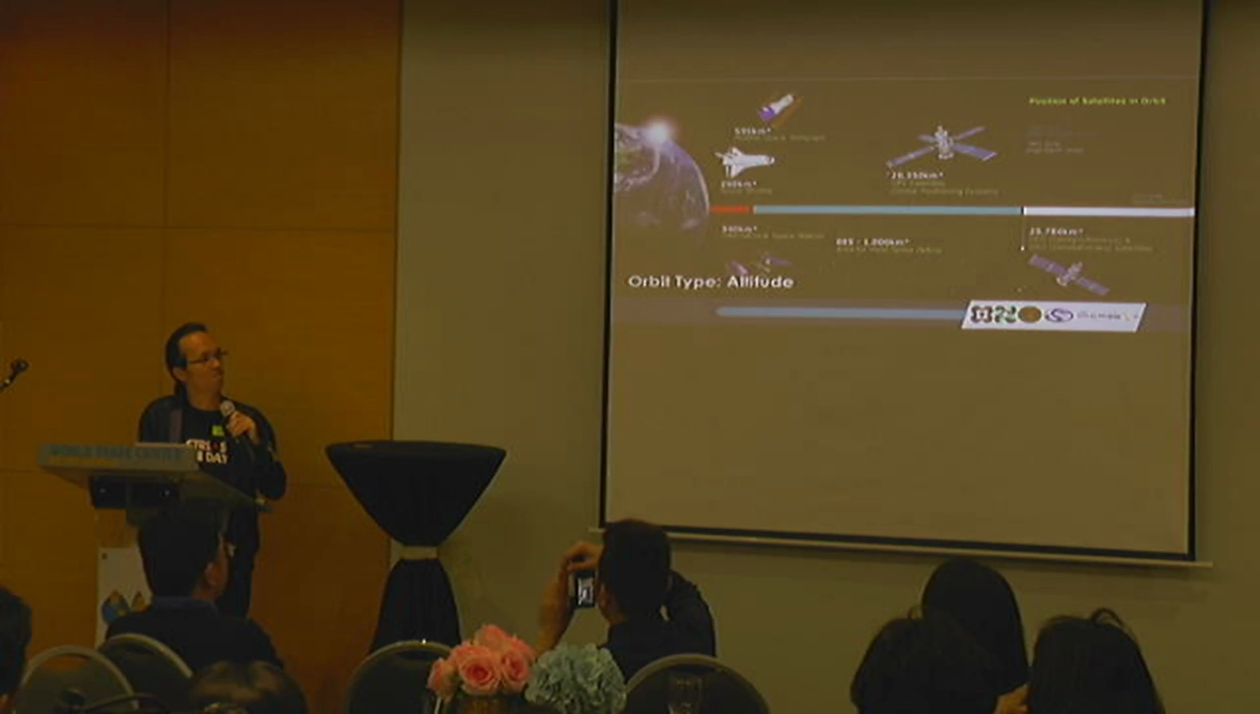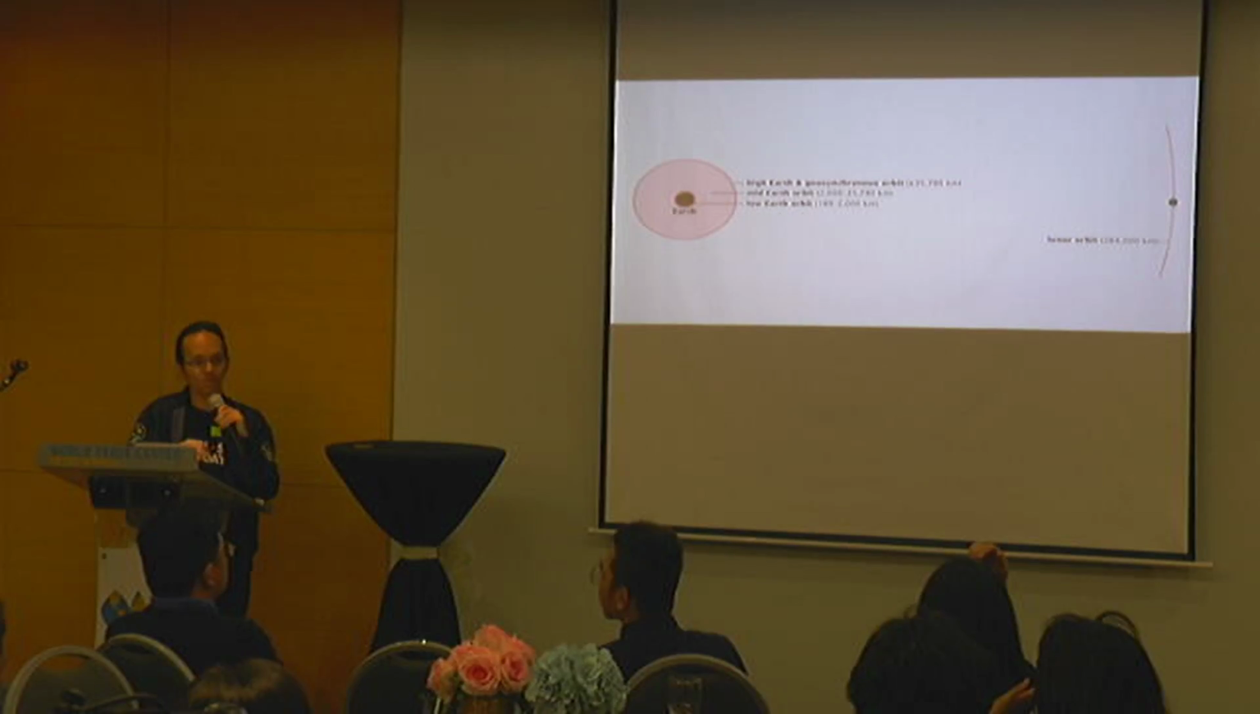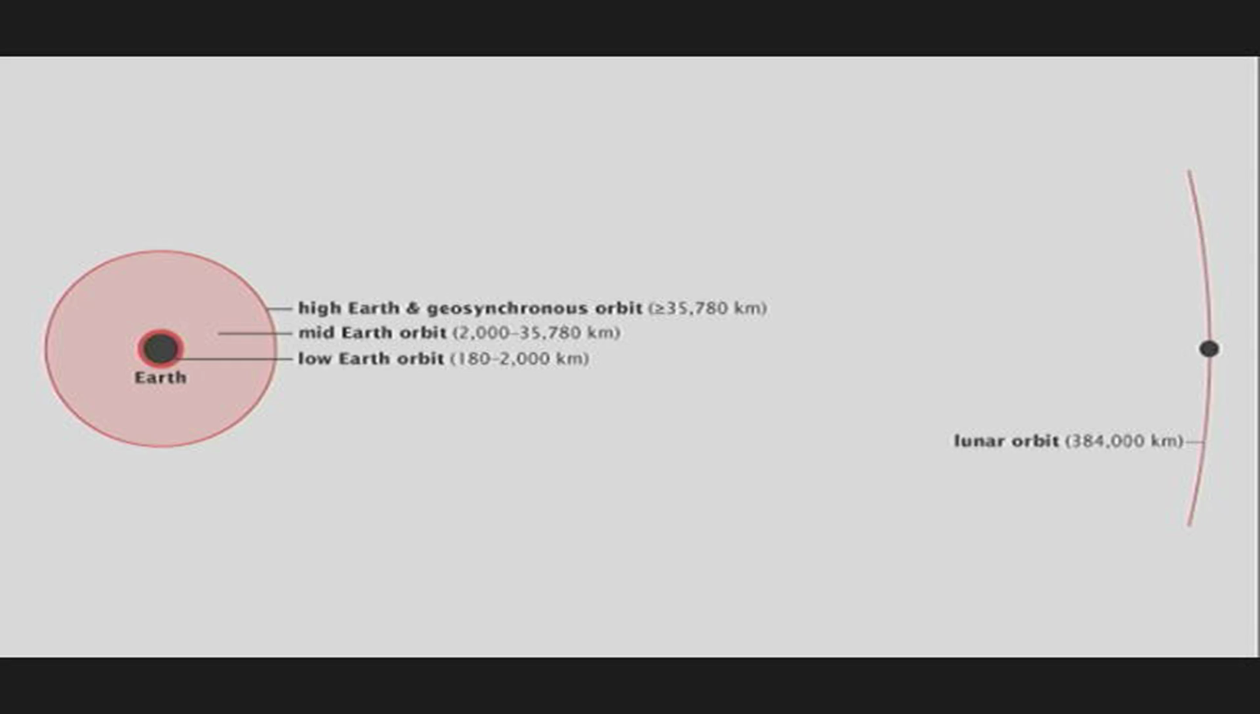So yun yung kanina kasi hindi siya naka-scale. So ito yung scale ng ano. So yung Earth, tapos low Earth orbit is about 180 to 2,000 kilometers. Tapos yung mid-Earth ay 2,000 to 35,780. Tapos yun yung moon all the way out there.